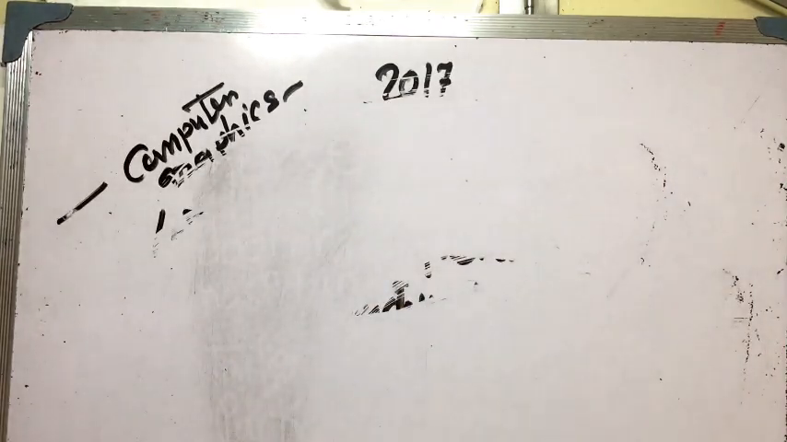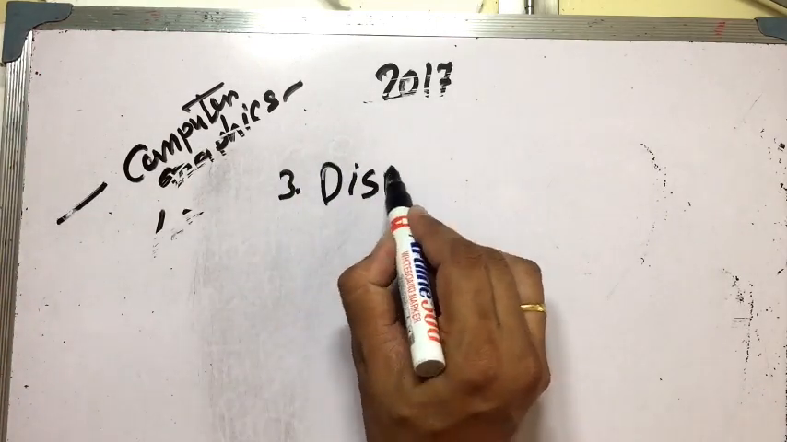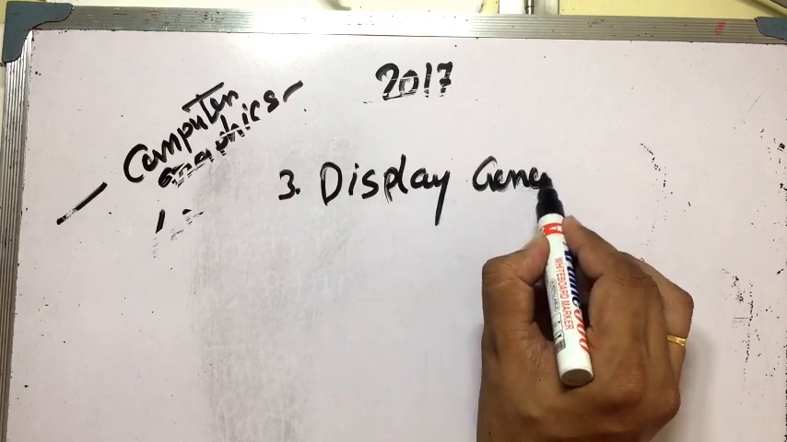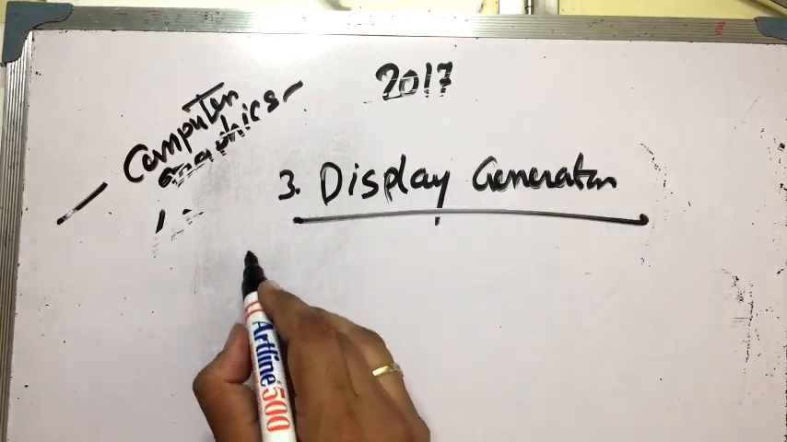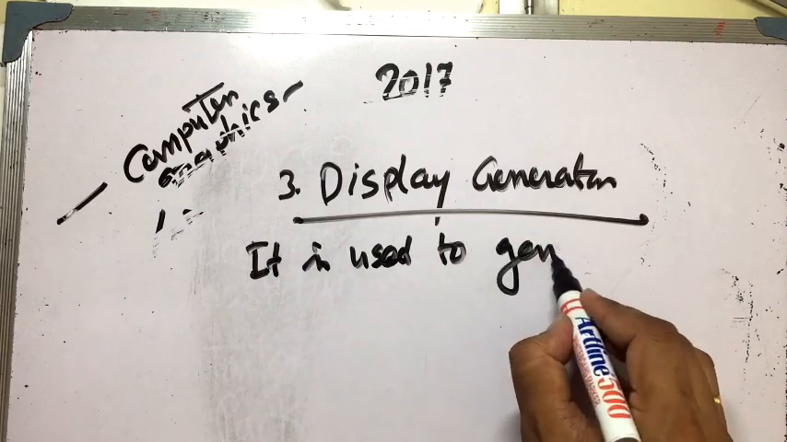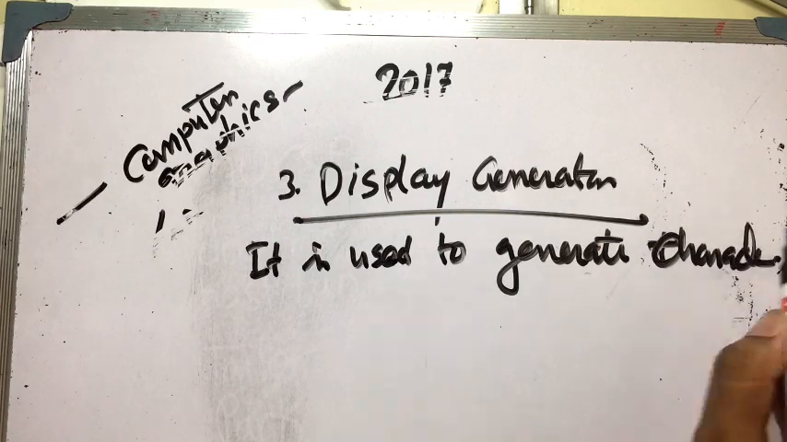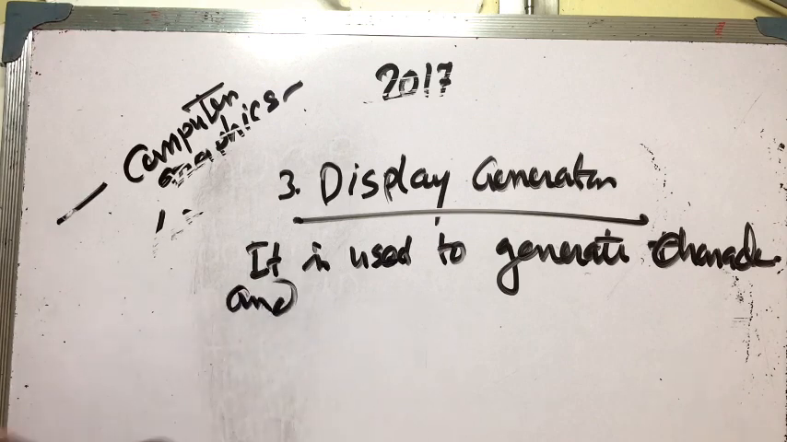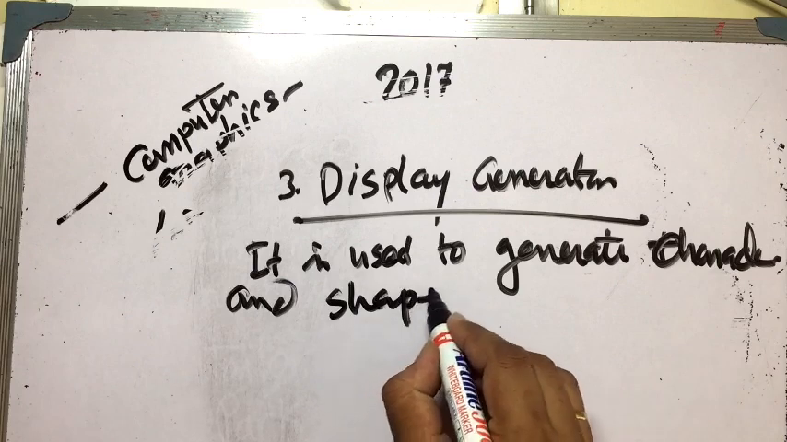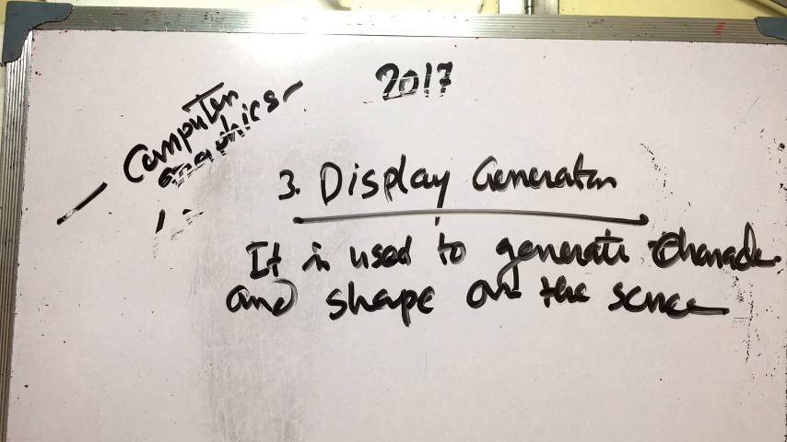Then the third component of display processor, the display generator. It is used to generate characters. It is used to generate different characters and shapes on the screen. That is the display generator. It is used to generate character shapes on the screen.